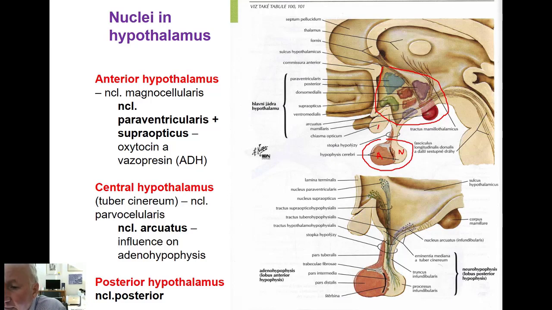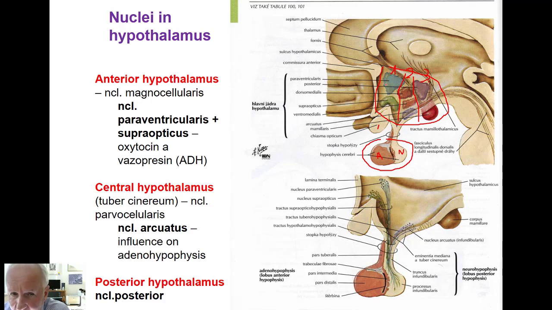And now here is the accumulation of neurons in the hypothalamus. So we can even see a part ventrally, which is called the anterior hypothalamus, the central hypothalamus and the posterior hypothalamus. So here are the three parts of the hypothalamus, and now the accumulation of neurons is clear, so you can distinguish the so-called nuclei in the hypothalamus.